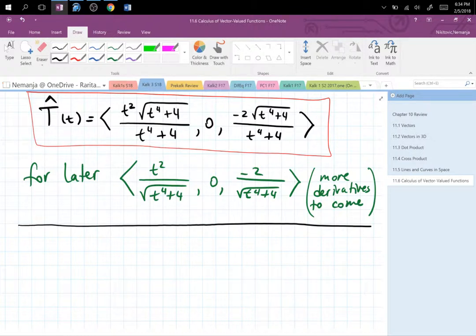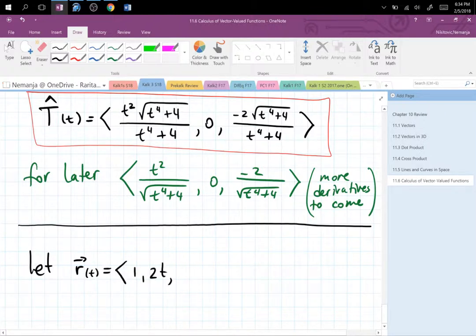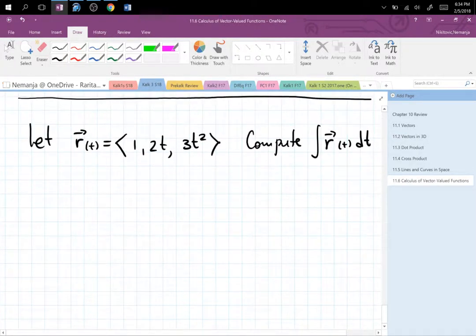We have, let vector r of t be 1, 2t, 3t squared. Compute the integral of r of t dt. Go.